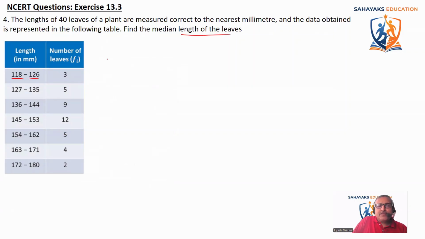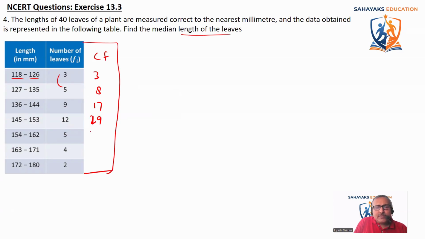To find the median length, first we are going to find the cumulative frequency. Okay, let's find out. So the cumulative frequency is 3. And this is 3 plus 5, so 3 plus 5 comes out to be 8. 8 plus 9 comes out to be 17. 17 plus 12 comes out to be 29. 29 plus 5 comes out to be 34. 34 plus 4 is 38. 38 plus 2 is 40. So there are 40 leaves.